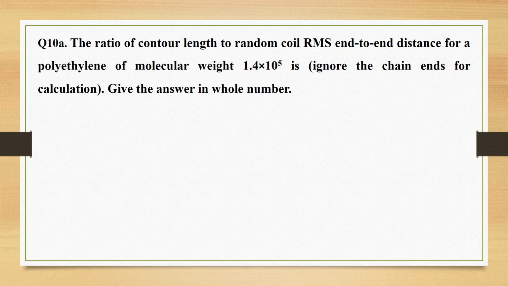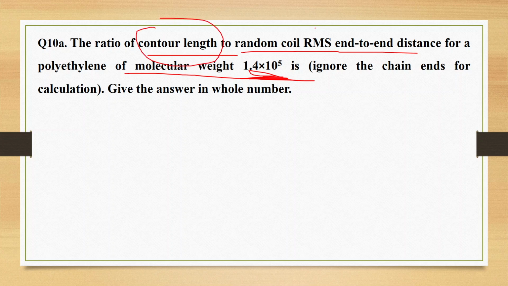Okay, so let us move on to the next question. It states that the ratio of contour length to random coil RMS end-to-end distance of polyethylene of molecular weight 1.4 into 10 to the power 5. What will be the ratio of the contour length and RMS end-to-end distance for a polyethylene molecule of molecular weight 1.4 into 10 to the power 5?